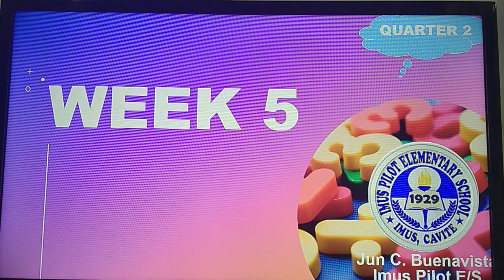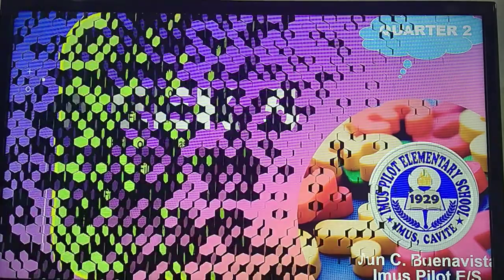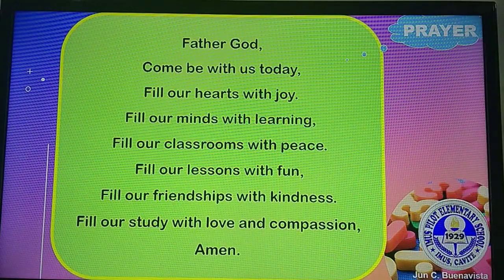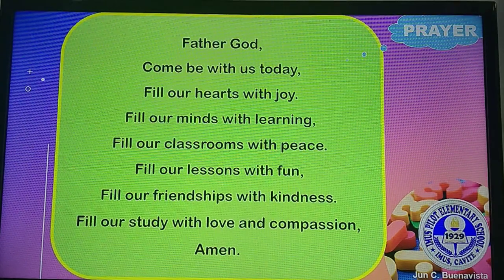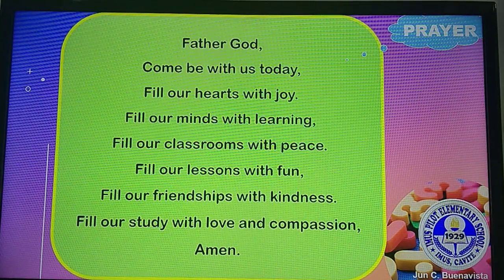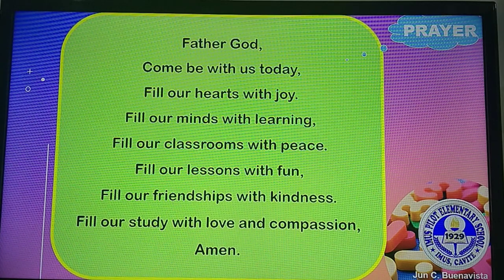Before we start, we're going to pray. Please put your presence to the Lord. Let us pray. Father God, come be with us today. Fill our hearts with joy. Fill our minds with learning. Fill our classrooms with peace. Fill our lesson with fun. Fill our friendships with kindness. Fill our study with love and compassion.